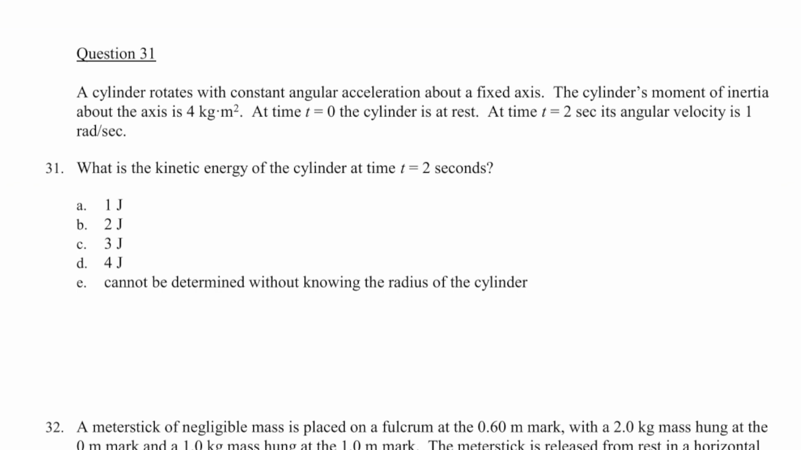A cylinder rotates with constant angular acceleration about a fixed axis. The cylinder's moment of inertia is 4 kilogram meters squared. At time t equals 0, the cylinder is at rest. At time t equals 2, its angular velocity is 1 radian per second. What's the kinetic energy of the cylinder at time t equals 2 seconds? Well, we're given its moment of inertia. We're given its angular velocity. It's just 1/2 I omega squared.